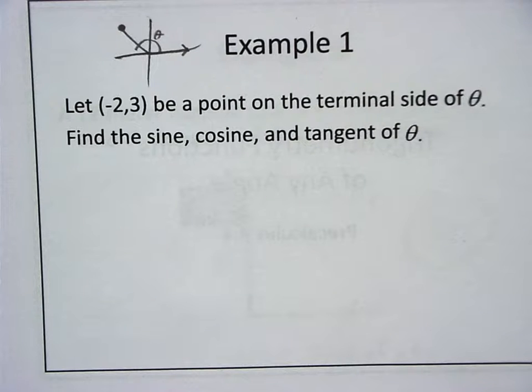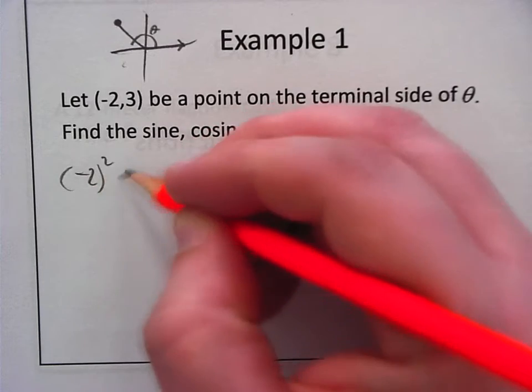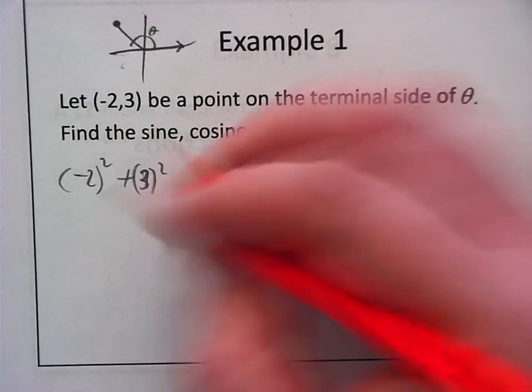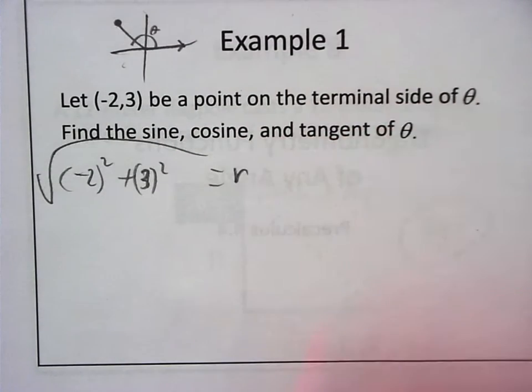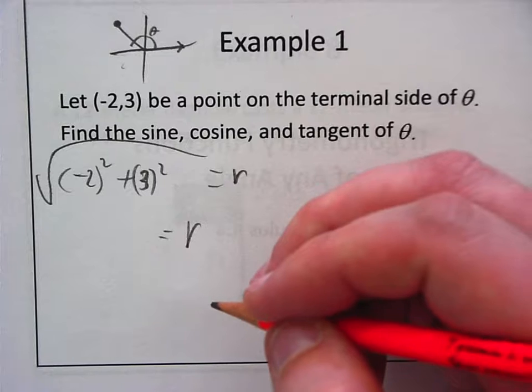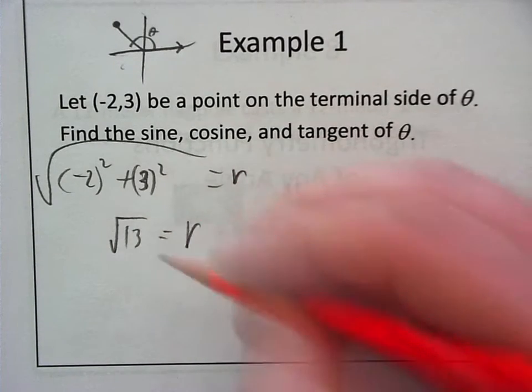Just use the Pythagorean theorem. Literally, take your x distance, which is negative 2 in this case, squared, plus the y distance, which is 3, squared, then square root the whole thing. That's your r. What do you get for r then? Square root of 13.